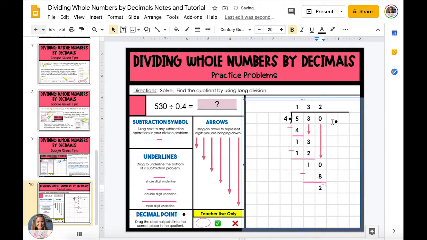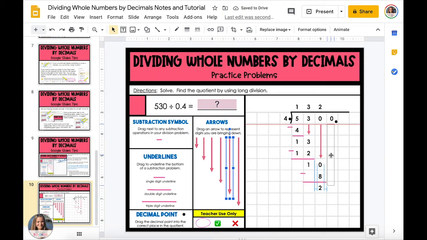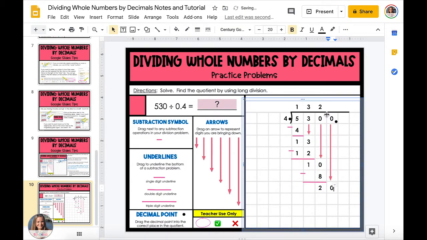And if you have an extra space after your last whole number before the decimal point, we're going to put a 0 there because we increased that number 10 times, and now we have a digit in that place that we can bring down.